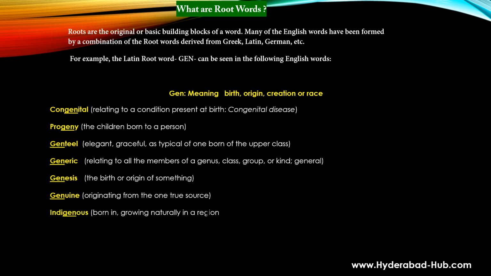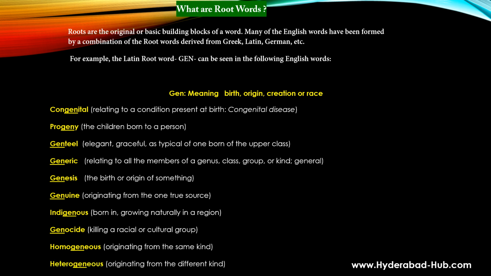Indigenous. Born in or growing naturally in a region. Genocide. Killing a racial or cultural group. Homogeneous. Originating from the same kind. Heterogeneous. Originating from the different kind. From this list of words, you could understand that just by learning a few root words you might easily understand the meaning of several words that are based on these roots. This is one of the important approaches to improve your vocabulary knowledge or word power.